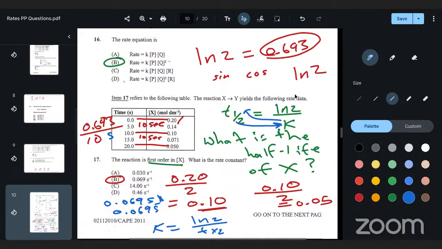So let me just clear this working out. Do you want the working out on the page or erase it? Because I'm going to send it afterwards. Sir, leave it. All right.